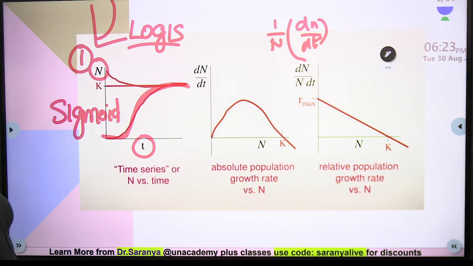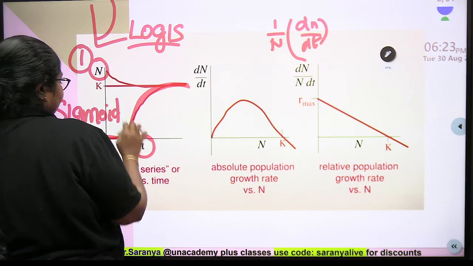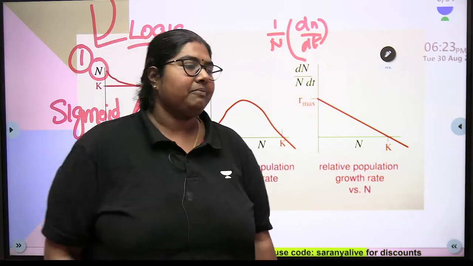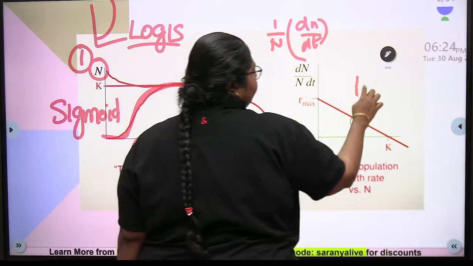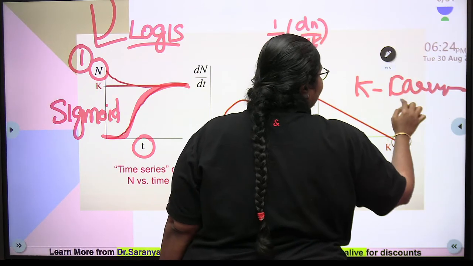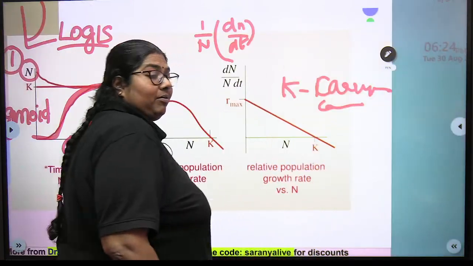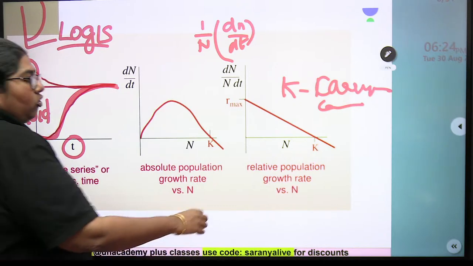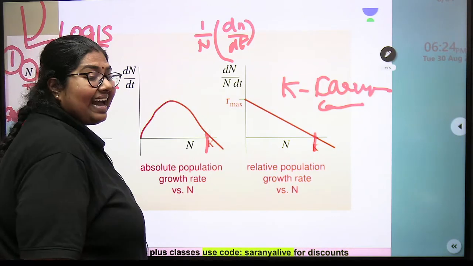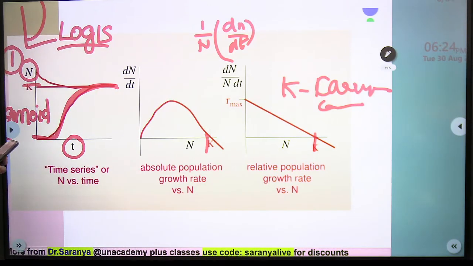And what are the x and y axes? N versus t. One more point always you note. What is K? K is the carrying capacity. You have to remember that the carrying capacity is the maximum. Beyond that, nothing is there. And how should the carrying capacity be? It should be lower than the n.